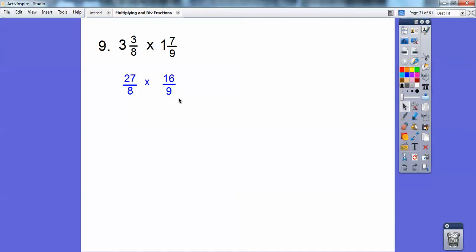9 goes into 9 once, into 27 3 times, and 8 goes into 8 once, into 16 2 times, so you're left with 3 times 2 on top, 1 times 1 on the bottom, which just equals 6. Okay, how about this one here?